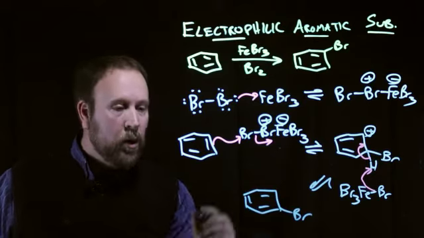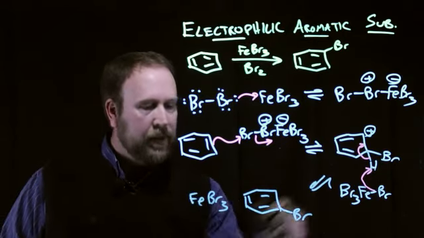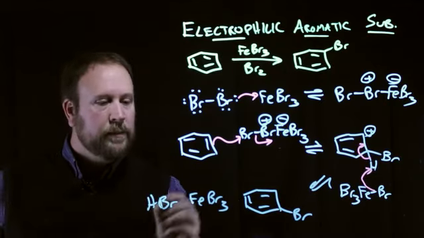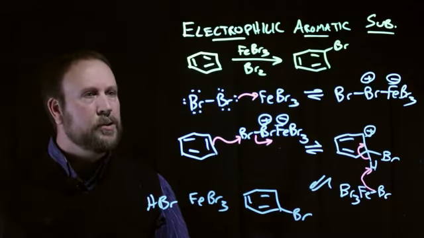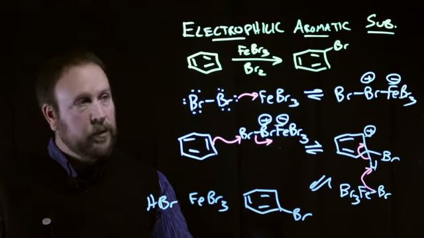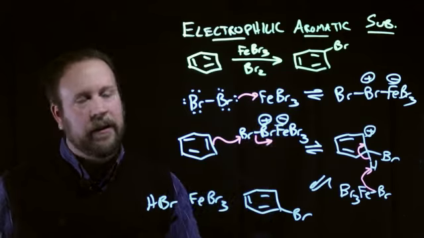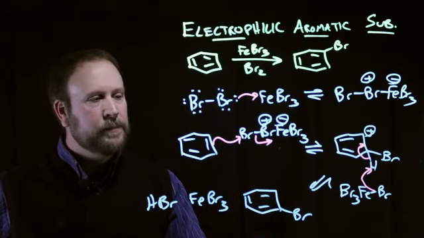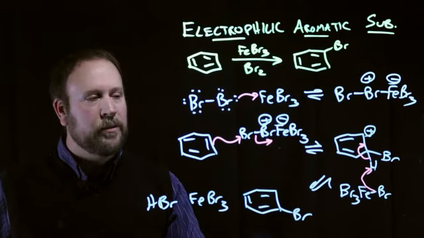So we end up with our aryl bromide. We get our catalyst back, and the other byproduct that we get is HBr. So this is an example of a typical electrophilic aromatic substitution reaction. The difference is going to be, as we look at other mechanisms, the electrophile is changing, and how we're activating that electrophile is going to be changing. Hopefully you found this useful when you're starting to study your electrophilic aromatic substitution chemistry.